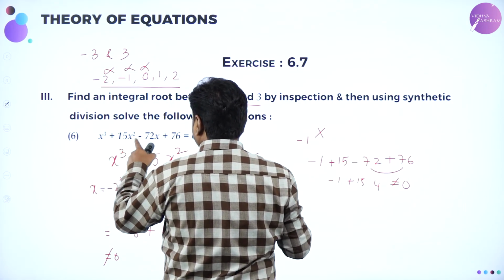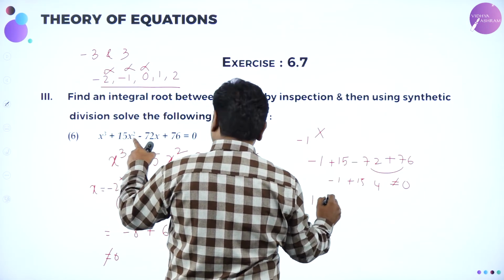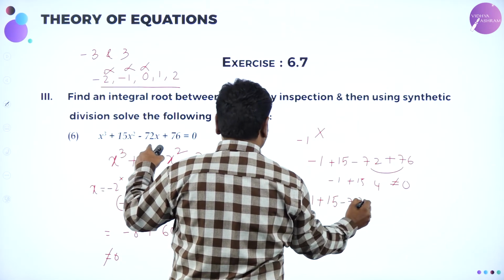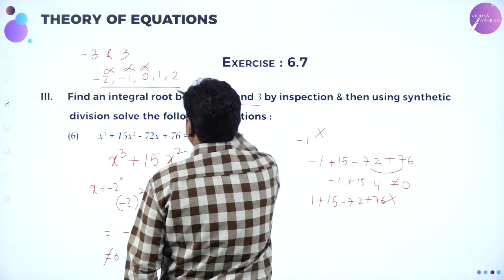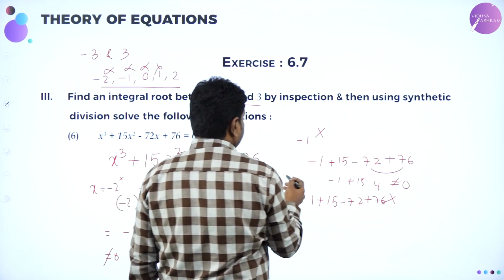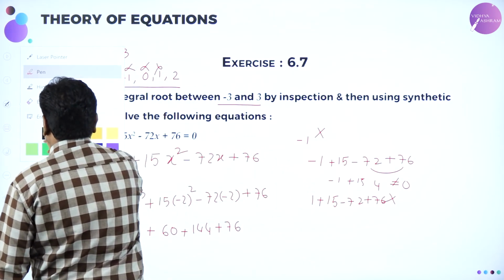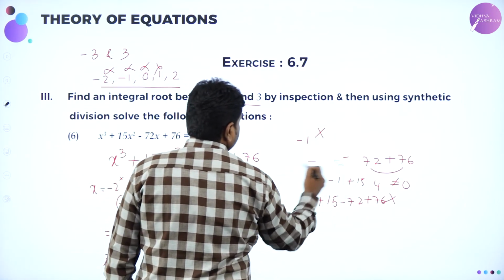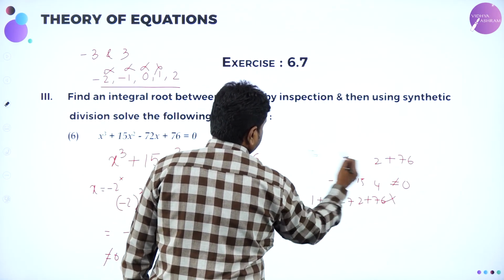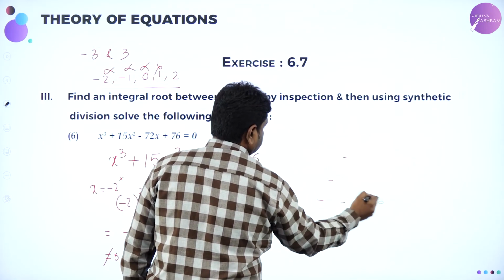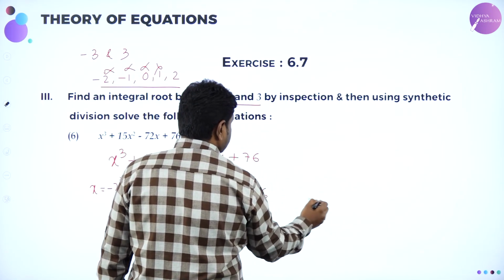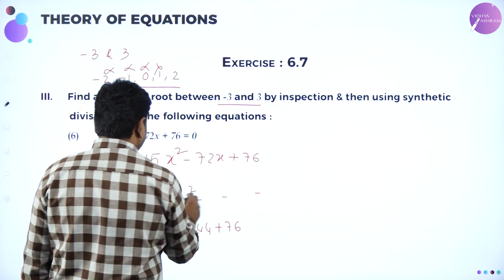1, if you try, 1, 15, minus 72, 76. Oh no, it also fails. 1 also fails. So only 2 should satisfy. We'll see. If 2 also fails, we cannot proceed further. The last number that I'm trying by inspection is 2. So minus 2 failed, 1 failed, minus 1 failed, 0 failed.